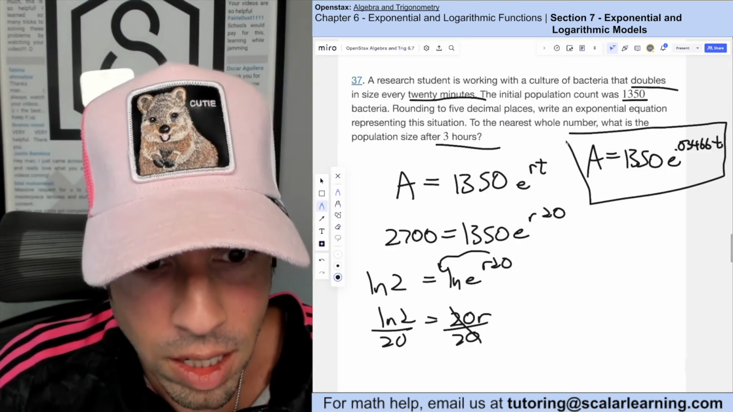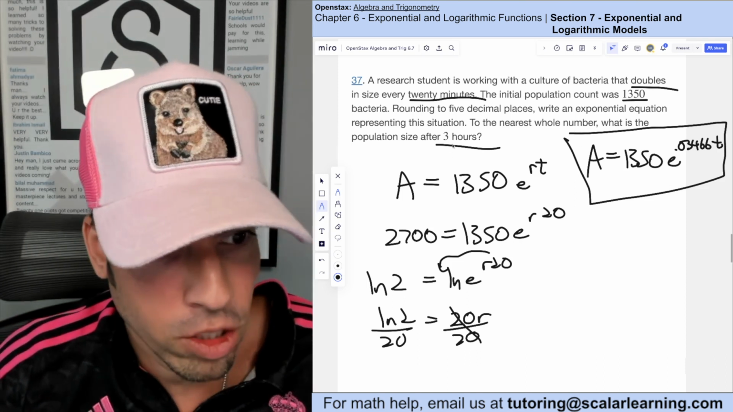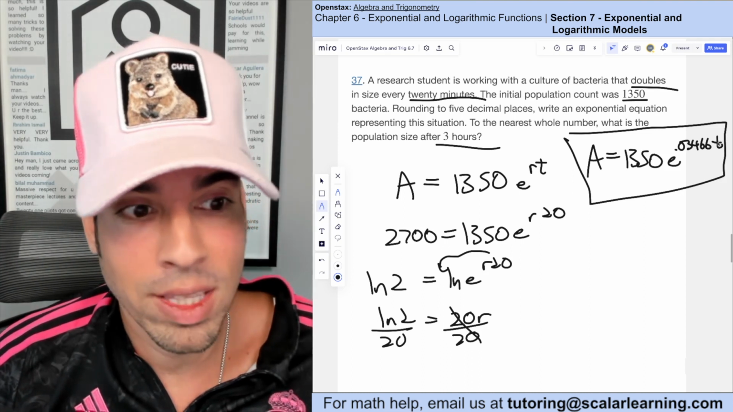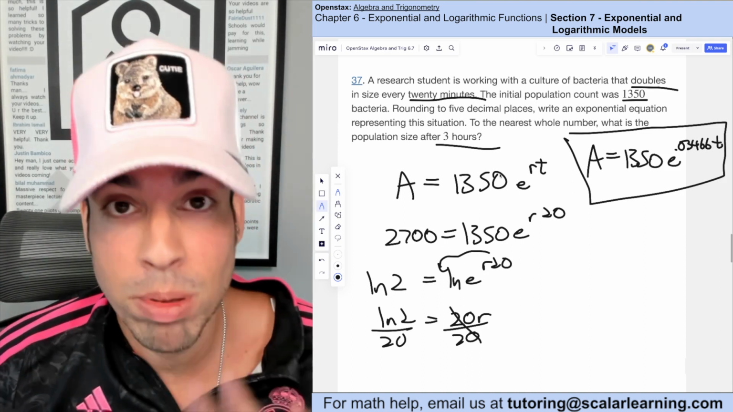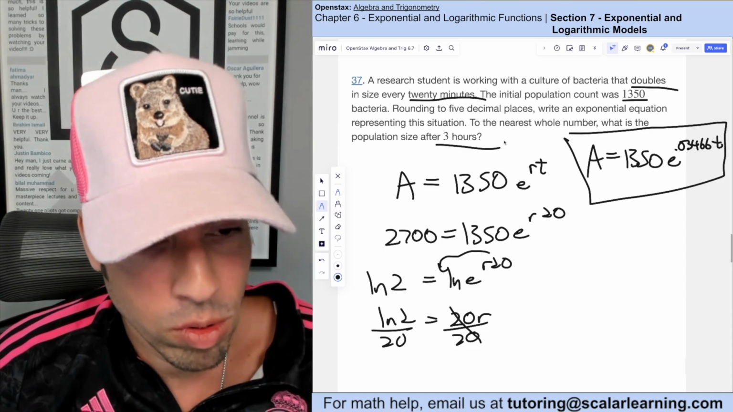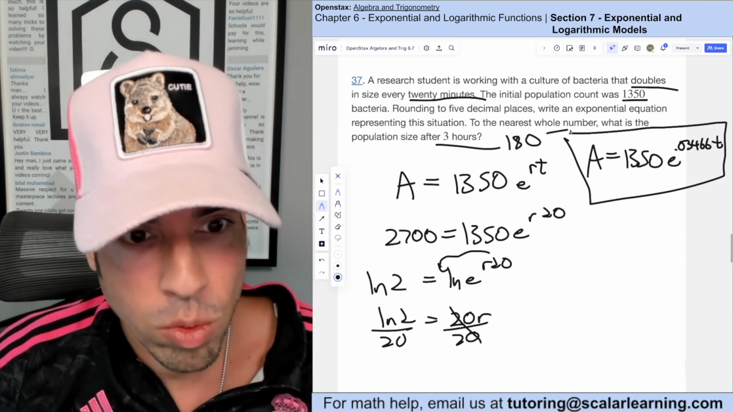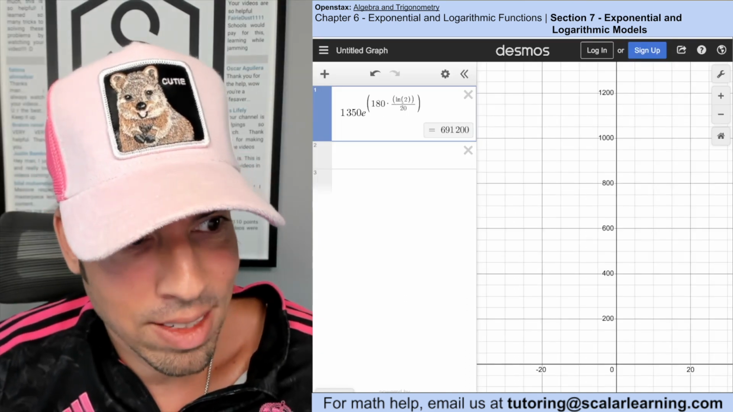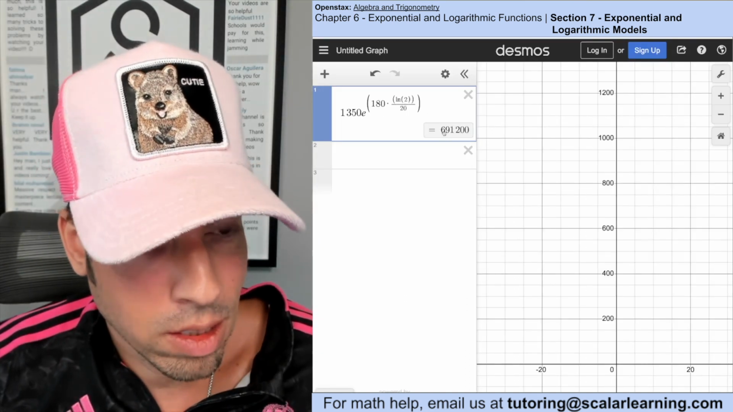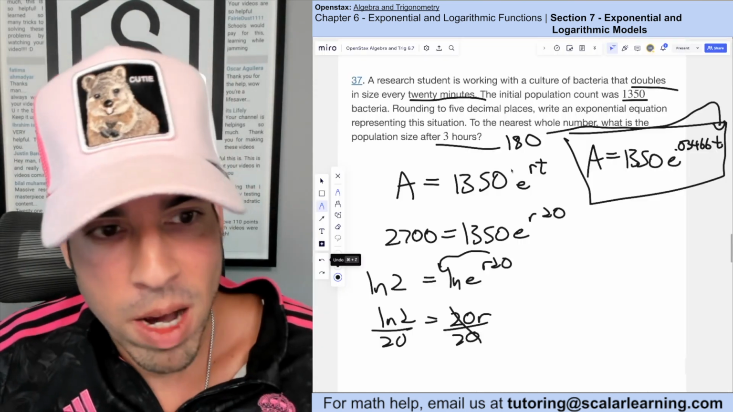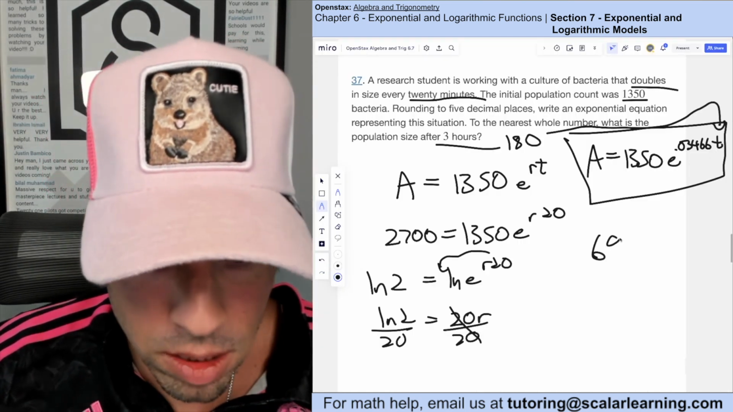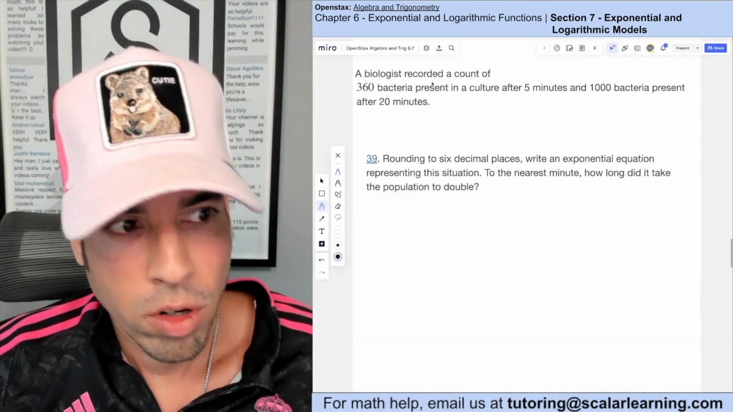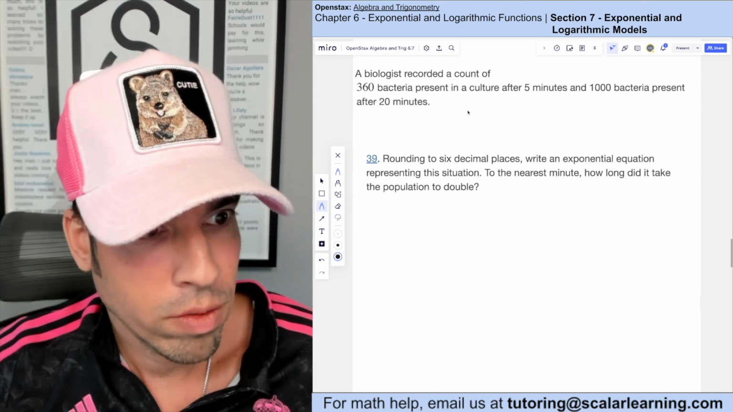That's the first part. Now the second part of the question says, to the nearest whole number, what is the population size after 3 hours? Now, again, remember with t, we're doing that in minutes. So when we're saying 3 hours, we got to plug that in minutes. 3 hours is 3 times 60 is 180 minutes. So we're going to plug and chug here. We're going to do that in Desmos. And so when we plug it in exactly without any rounding, we get 691,200. So the population at 3 hours is approximately 691,200. Boom, done.